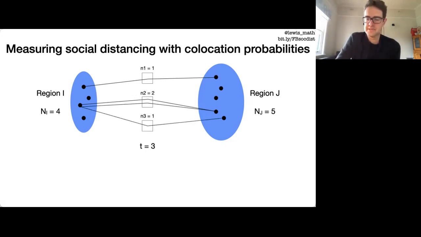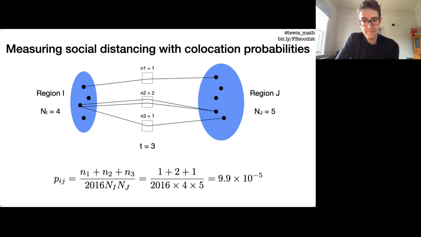Let's say that that happens again. So you can count up all of these, the 1 and the 2 and the 1 interactions passing through the same tiles, and that's what Facebook do. And they add up all of those interactions, and then they divide by the number of 5-minute intervals in a week. And so from that, you get a probability of people from region I and people from region J passing through these same tiles. So that's this co-location probability. So divide by the number of people in region I and region J.